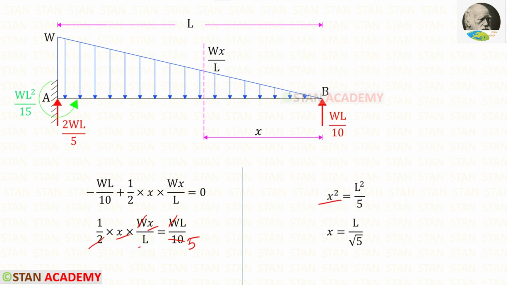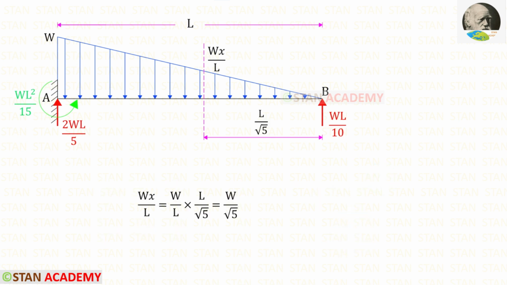We can take L on the other side. L into L, we will get L square. Then we can take root on both of the sides. In this way we can find x, which is L upon root 5. Instead of x, we can apply L upon root 5. In this expression, instead of x, we can apply L upon root 5.